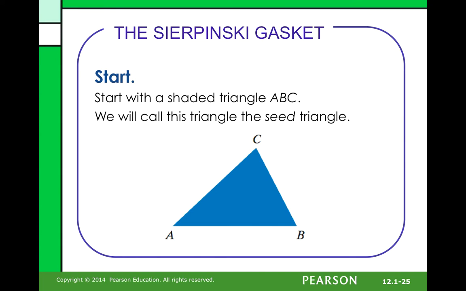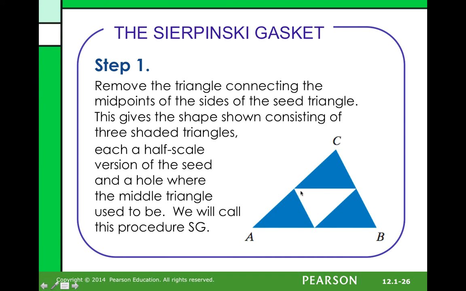So to begin with, let's start with the shaded triangle ABC. This is the seed triangle. Now, instead of gluing smaller versions of the triangle onto the three sides, we're going to remove a copy of that triangle. So step 1, remove the triangle connecting the midpoints of the sides of the seed triangle. Here's the midpoint of AC, here's the midpoint of CB, here's the midpoint of AB. So we connect those dots and then we just delete what's inside of that.